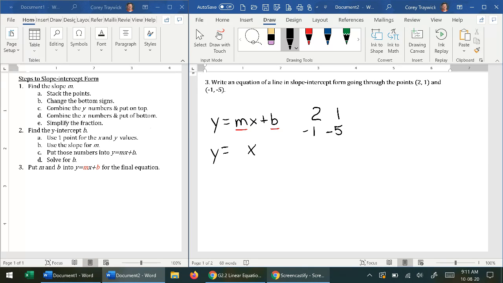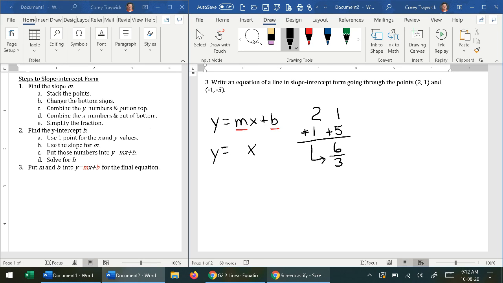All right, the second part is to change the bottom signs. Since they're both negative, we're going to make them positive. If they were positive, we would make them negative. Now we're going to combine the y numbers, just like we're adding straight down. 1 plus 5 is 6. Then we're going to add the x numbers. 2 plus 1 is 3. But that should go on the bottom of our slope fraction.